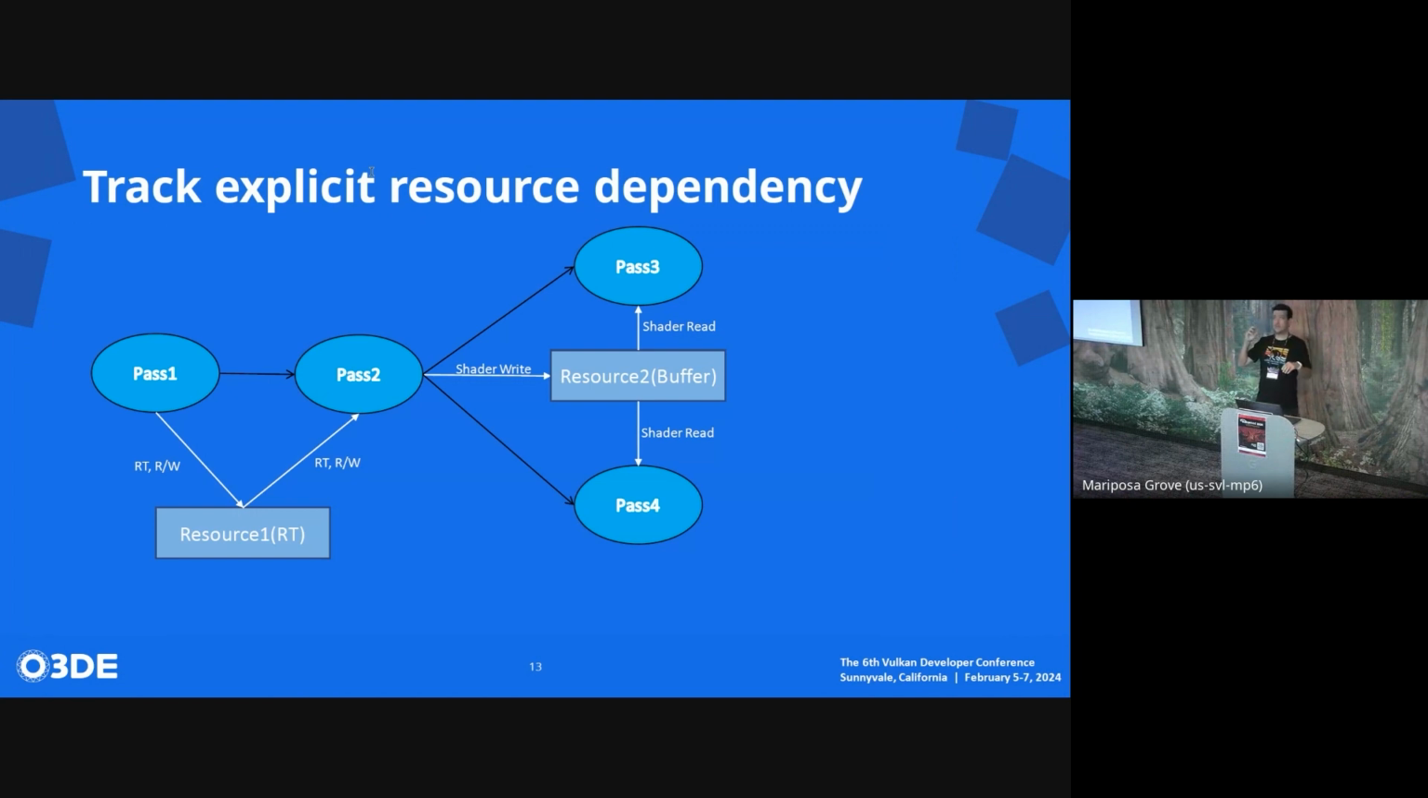We also have pass 2 that is writing into a buffer, so it's producing another resource that pass 3 and pass 4 are going to be using. So there's a connection between pass 2 and pass 3. But there's no connection between pass 3 and pass 4 because there's no consumer-producer relationship over there. They're just reading from the same resource.